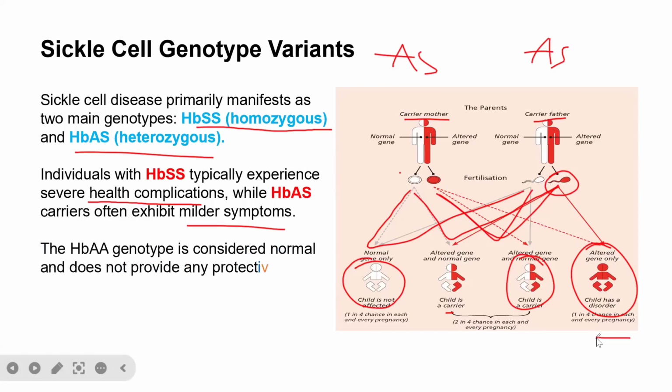For example, hemoglobin AA, like in the case of the first child here, means the child has the hemoglobin AA genotype, so it is considered normal and does not provide any protective advantage against malaria. So if you have hemoglobin AA, you don't have any protective advantage against malaria. This indicates that an individual with normal hemoglobin is more prone to malaria infection and malaria disease.